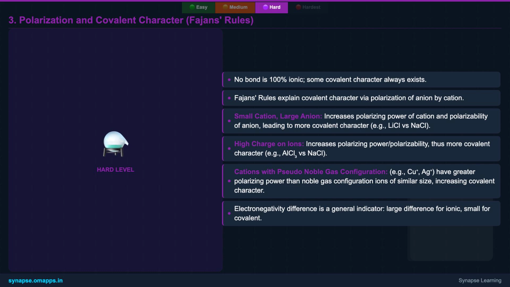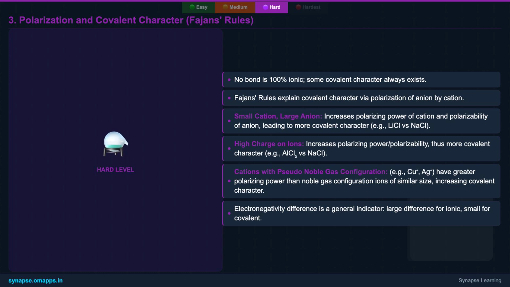This happens when the cation distorts the electron cloud of the anion. A small cation with a high charge density has strong polarizing power, and a large, easily deformable anion is highly polarizable. The greater the polarizing power of the cation and the polarizability of the anion, the more the electron cloud is distorted, leading to increased electron sharing and thus more covalent character.